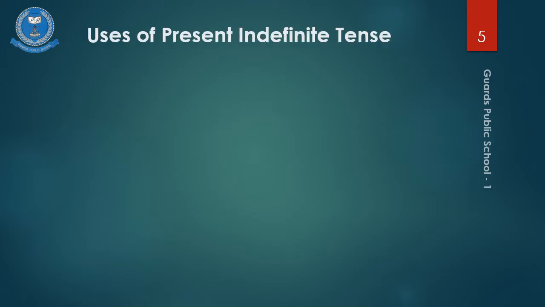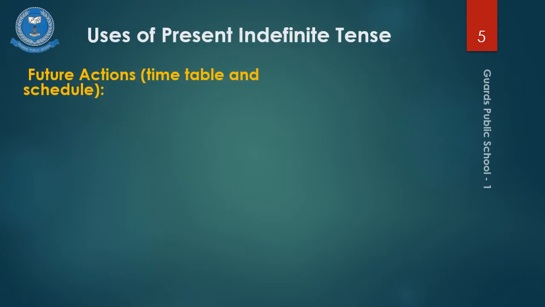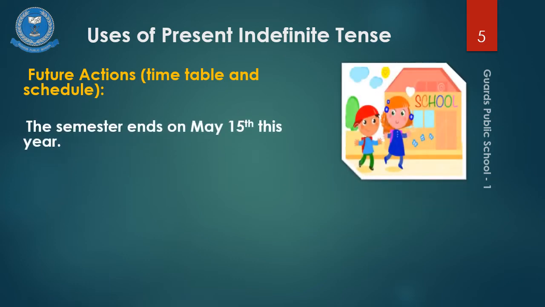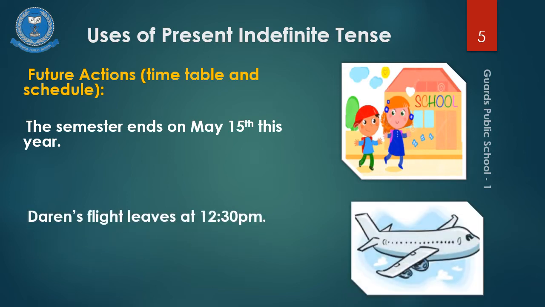And the fourth one is future action. We use the present indefinite for actions and events that are set by a timetable. These timetables are fixed and do not change because they are officially decided and announced. For example, the semester ends on May 15 this year. It means the date has been officially decided and announced. The next example is: Terrence's flight leaves at 12:30 p.m. This is the flight's scheduled departure time set by the airline.